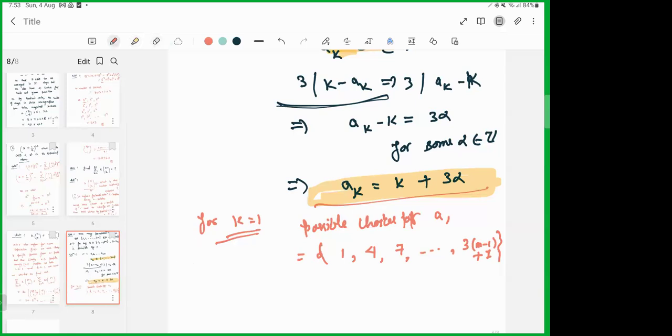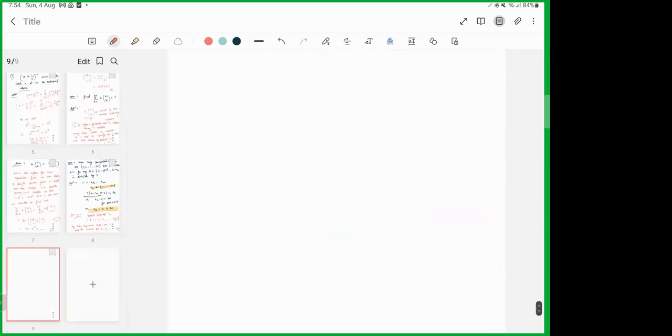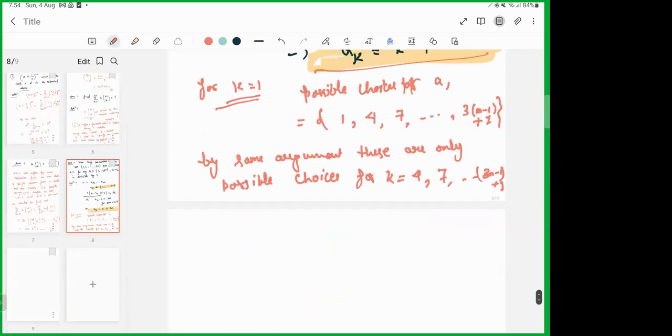So by the same argument, these are the only possible choices for k equals 4, k equals 7, and so on, up to 3m minus 1 plus 1. Right? Are you getting it or not? If you are not getting it, I can explain again.